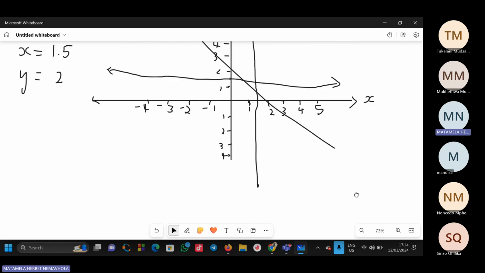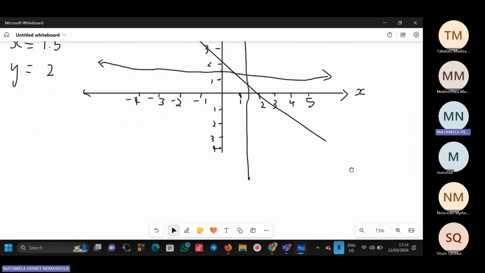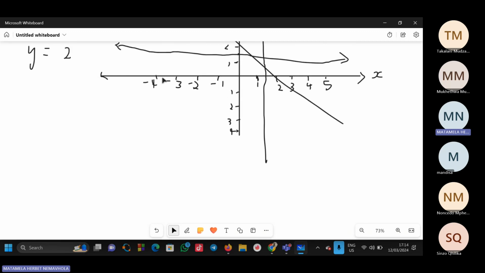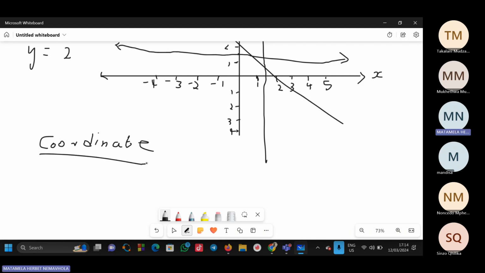When we know how we can draw these lines, you must know that we have something we call coordinates. Coordinates work especially in terms of, you will see brackets, x into y.